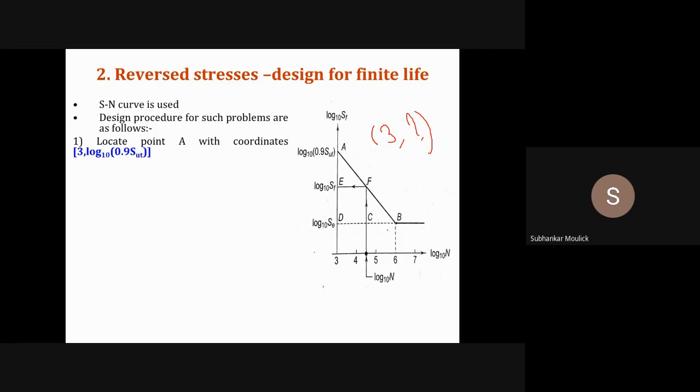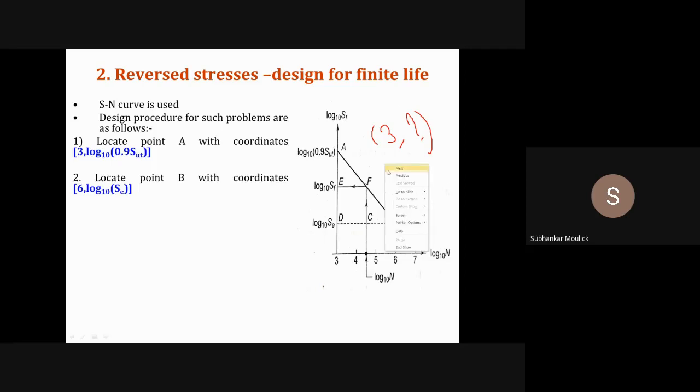After this point, if you increase the number of cycles for the component, it will show only one single value, that is the endurance limit value. Fine. So the next step is the calculation of coordinate point B.